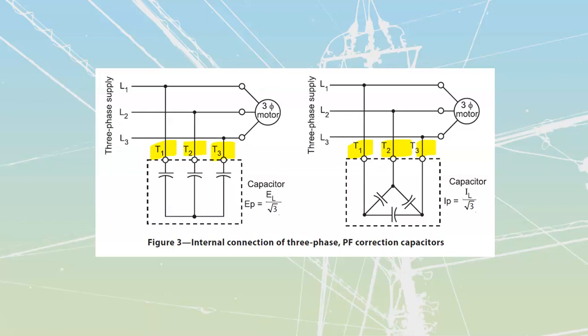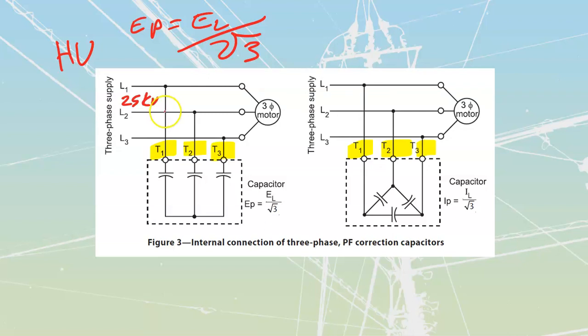Y connections are going to be used, generally speaking, when I have a high voltage type of installation. The reason for that is we know that my E phase is equal to my E line divided by root 3. In other words, my phase value of voltage is always going to be lower than my line value of voltage. So if I have a 25 kV line over here that I'm feeding out to a motor, and this happens in industry, large industry will use 25 kV, then my actual Y value on the inside, the phase, is only going to be 14.4 kV.